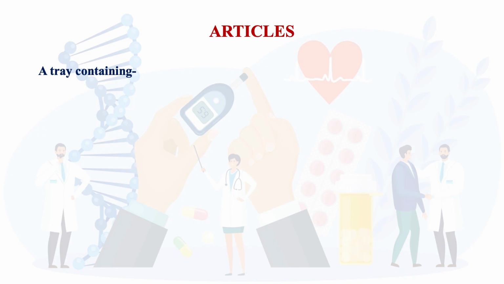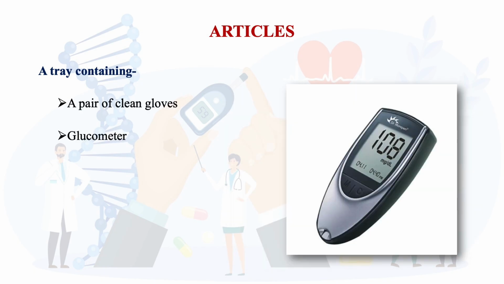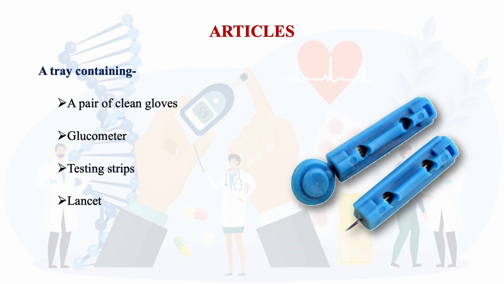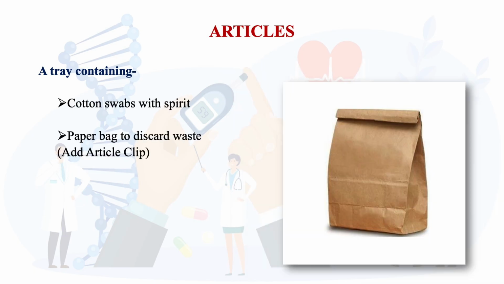Coming to the articles required for the procedure, the articles required are a tray containing a pair of clean gloves, glucometer, testing strips, lancet, cotton swabs with spirit, and a paper bag or a kidney tray to discard the waste. When I'll be doing the procedure, I will be showing the tray and the articles which are required for doing the procedure.